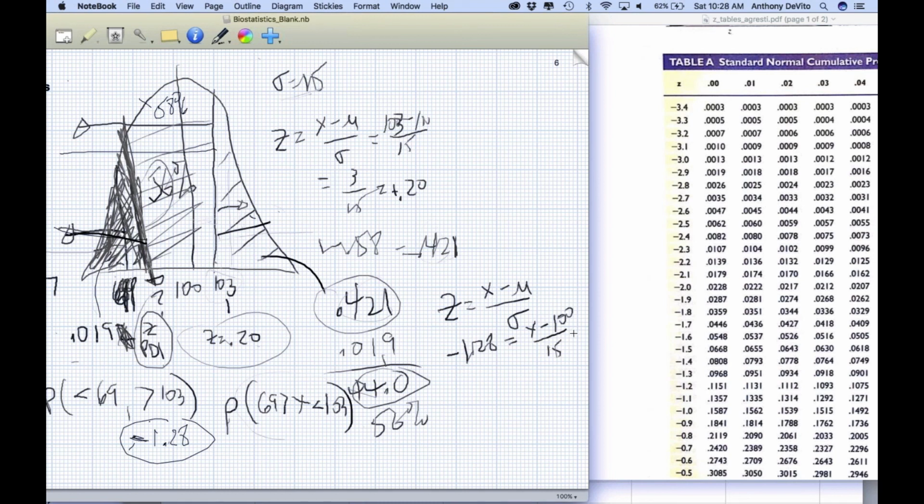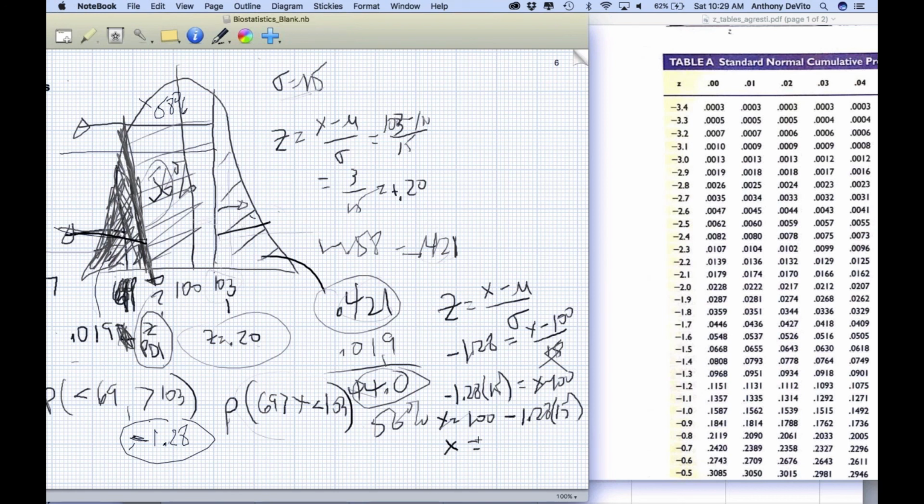I'm going to multiply both sides by 15. So I've got minus 1.28 times 15 is equal to X minus 100. The 15 on this side cancels out. So X is going to be equal to 100 minus 1.28 times 15. In other words, 1.28 standard deviations below the mean of 100. That kind of makes sense. So let's work that out.